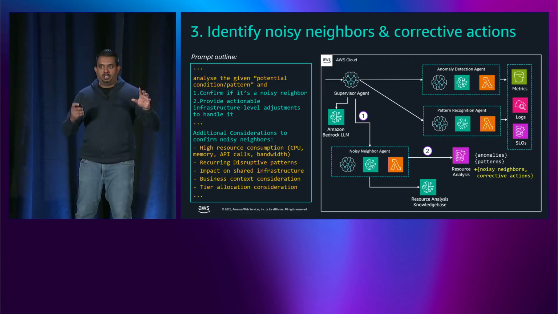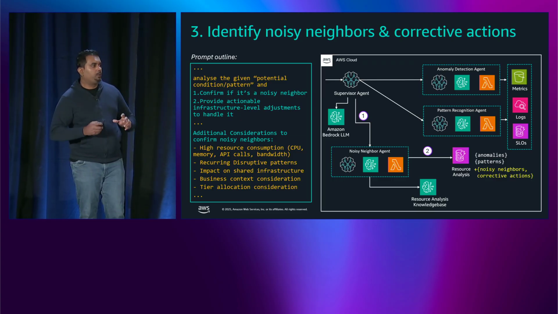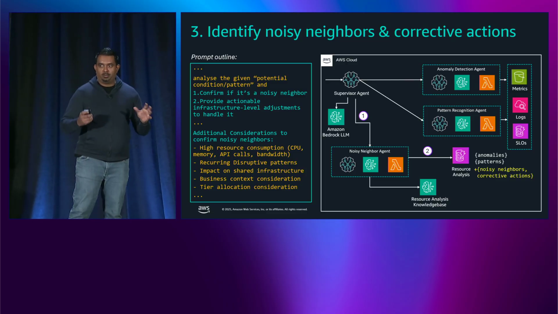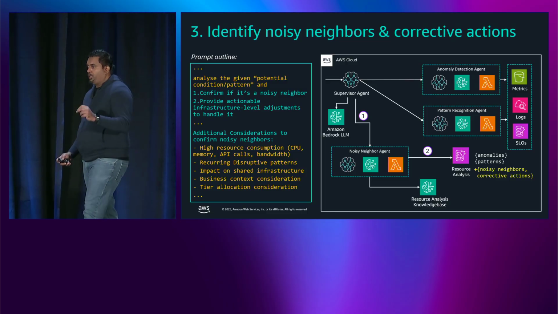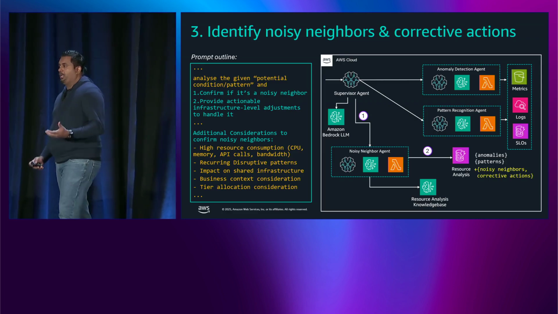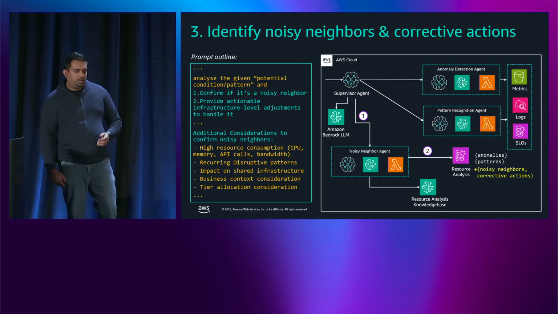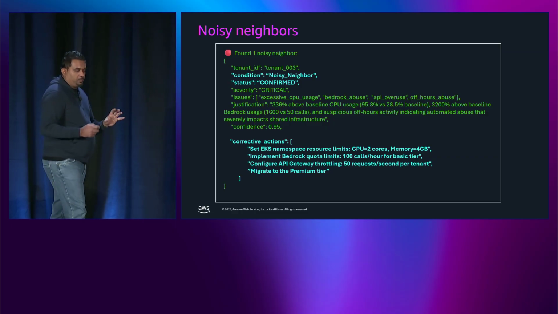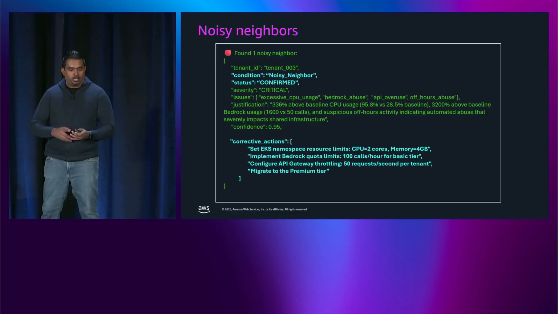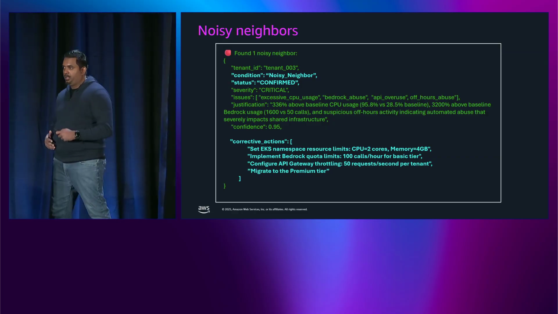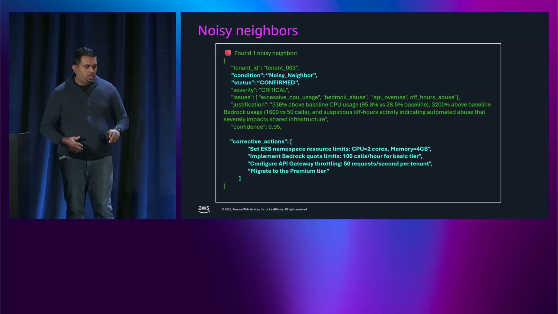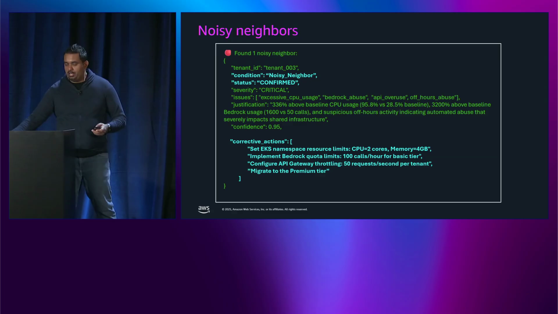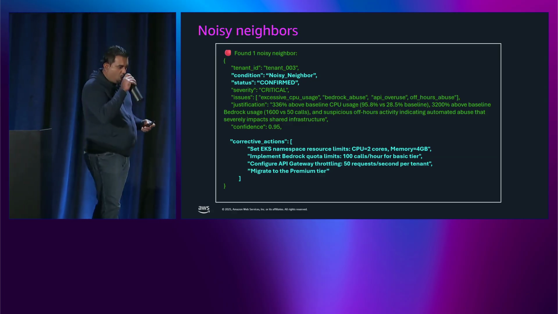Can you confirm whether this is actually a noisy neighbor? So the agent will use the existing knowledge to decide whether that is a noisy neighbor or not. If yes, what are the corrective actions we need to take to mitigate the situation? If you look at the output, it will clearly mention the confirmation and also the corrective actions that we need to take at the infrastructure level. This format will be the same for all the critical conditions in our solution.